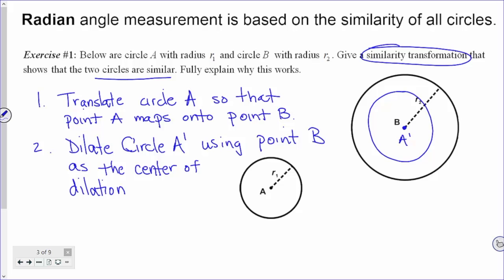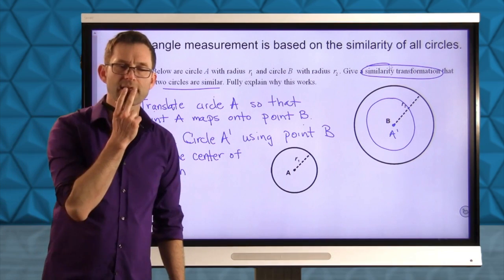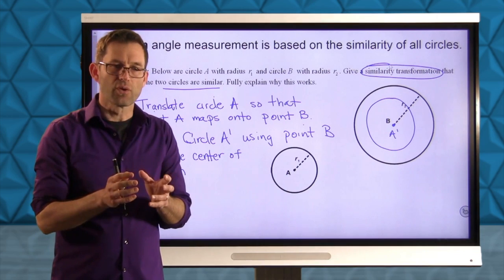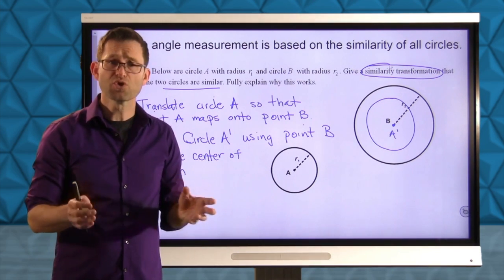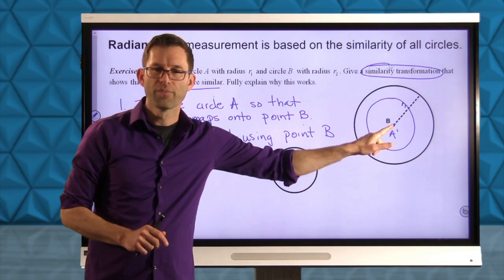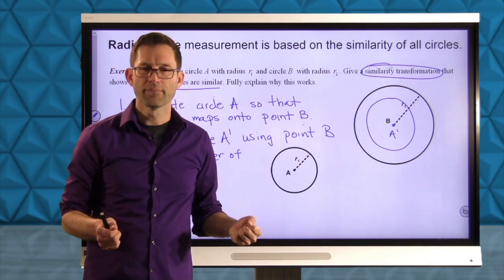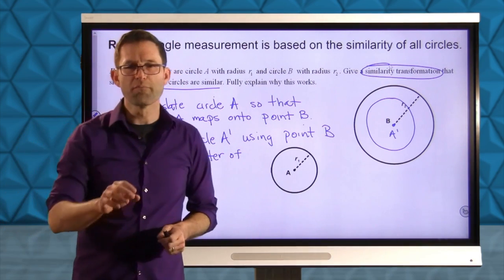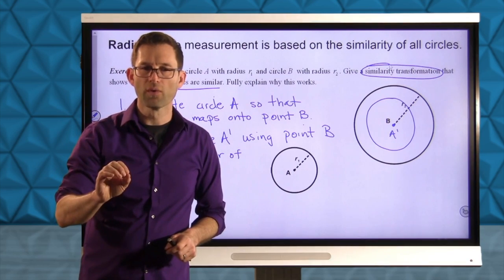But what should my scaling constant be? So remember, when we dilate something, the center of the dilation doesn't go anywhere, which is good. It's going to keep the center of circle A prime right there. But what should I dilate it by? Well, remember, the scale factor should always sort of be a new length divided by an old length.